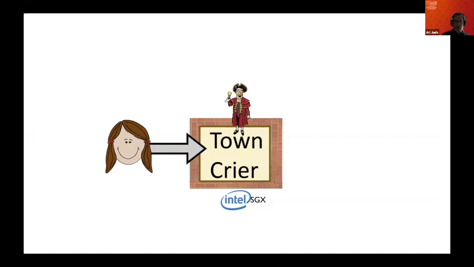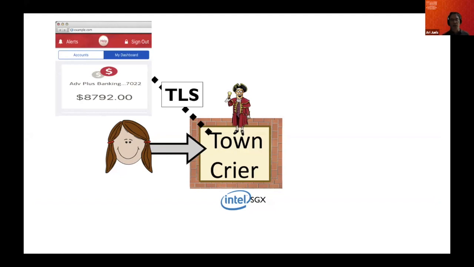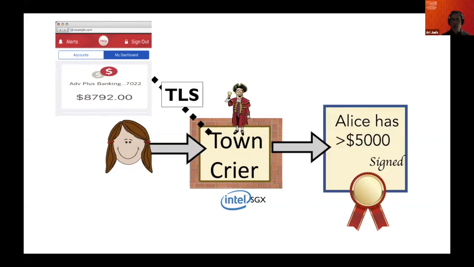If we run Town Crier in such an environment, in an enclave as it's known, then a user can execute a TLS session that terminates in the enclave, terminates with the Town Crier application. And the Town Crier application then can observe the data that the user fetches from the bank and can then directly produce a trustworthy credential that reflects the data that the user fetched. So Town Crier can directly produce a signed credential proving that Alice has a bank account over $5,000.